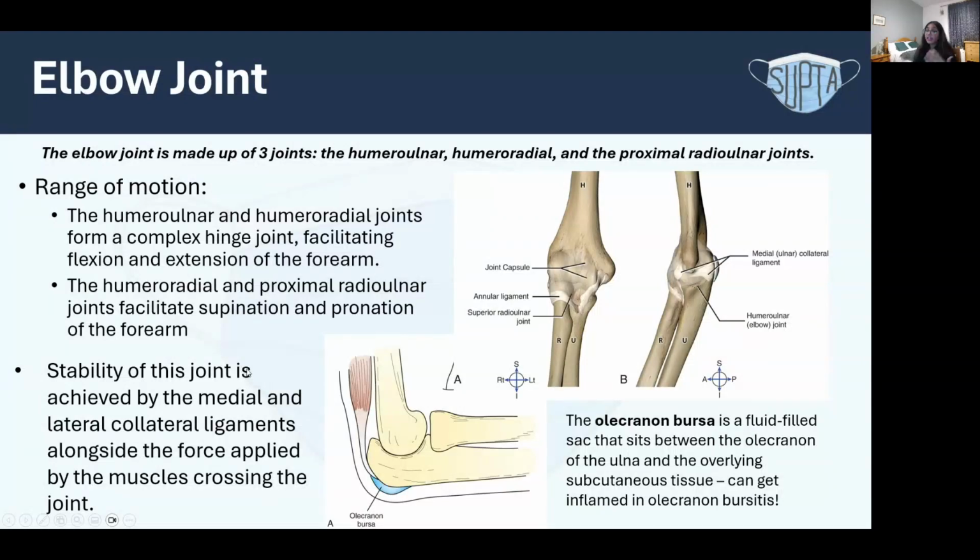Okay, and again, like every other joint, stability is achieved by ligaments. In this case, it's the medial and lateral collateral ligaments. Another important structure to note in the elbow joint is the olecranon bursa that sits right there. It sits between the olecranon of the ulna and the overlying subcutaneous tissue. In case of olecranon bursitis, it can get inflamed. It does happen very frequently, so it's an important structure to be aware of.